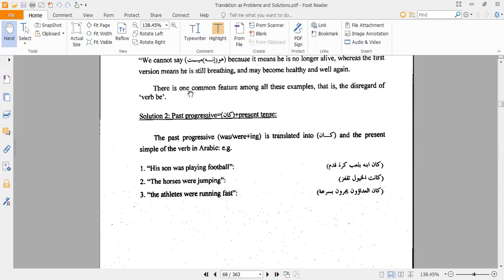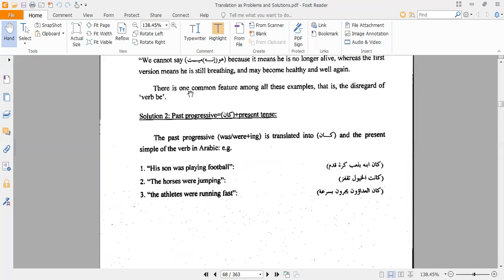Also, the second solution, past progressive, can be translated into kana plus present simple. For example, his son was playing football. كان ابنه يلعب كرة القدم. The horses were jumping. كانت الخيول تقفز. And that's enough. So كان plus present simple. In this way we can translate past progressive.